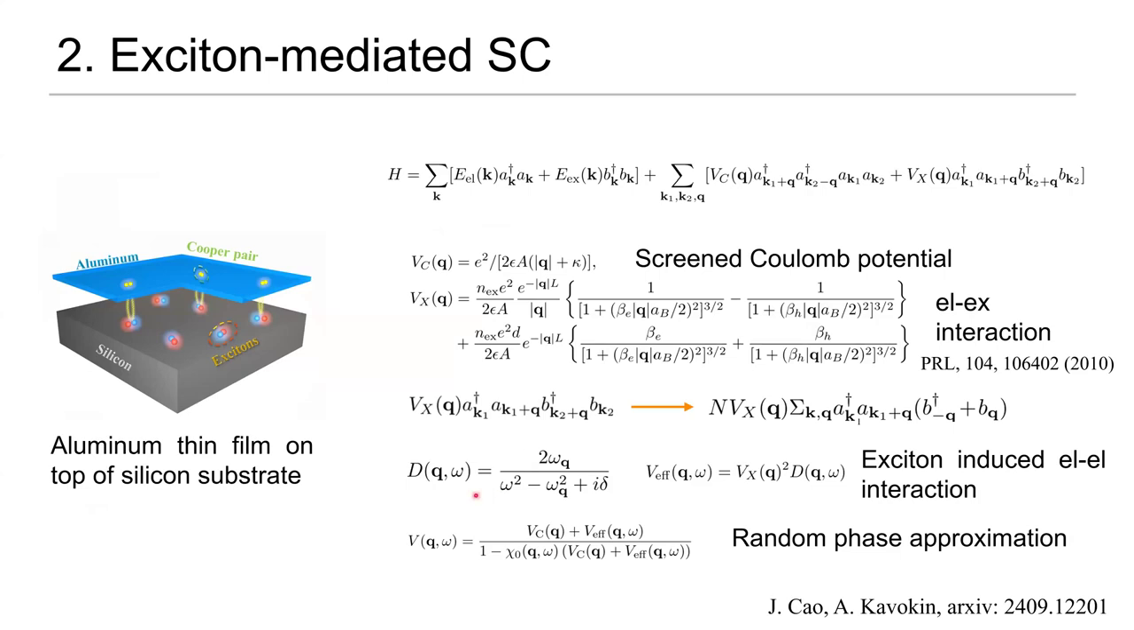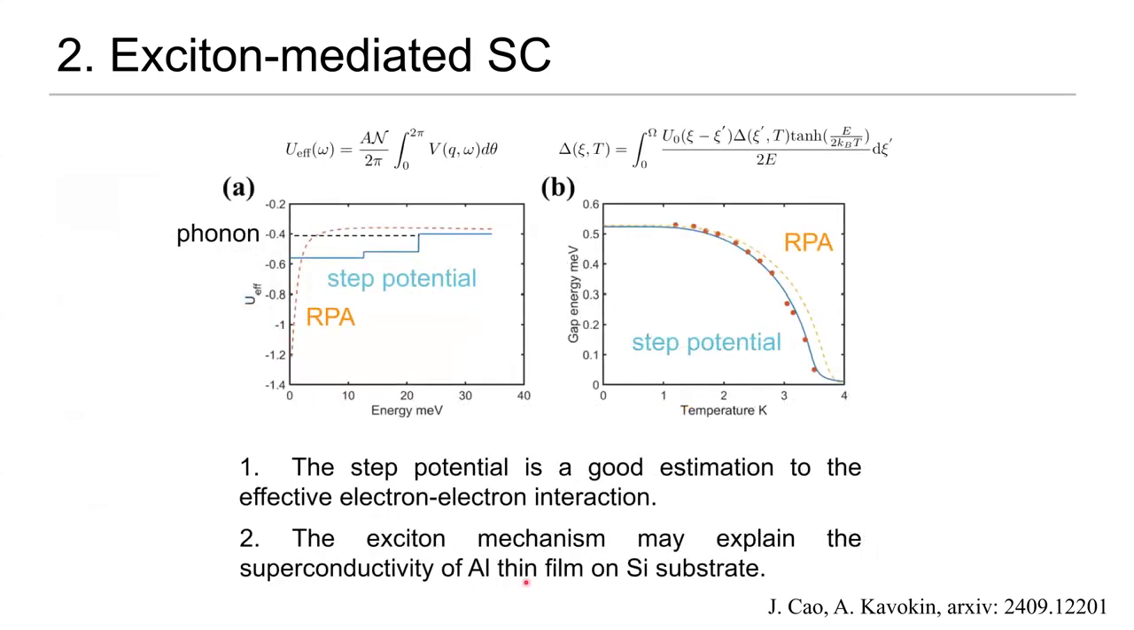So then we can use this propagator of the exciton to calculate the effective electron interaction induced by the exciton, which is just Vx squared times the propagator of the exciton, right? And then with the random phase approximation, where chi0 is the susceptibility, we can finally have the result.